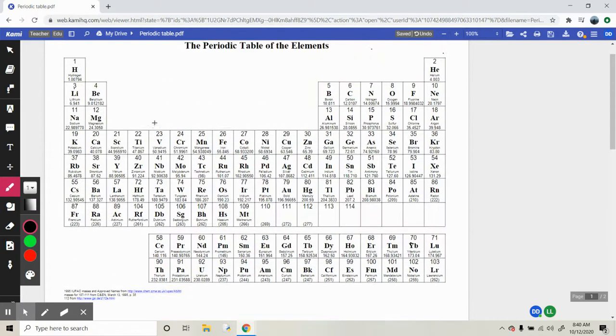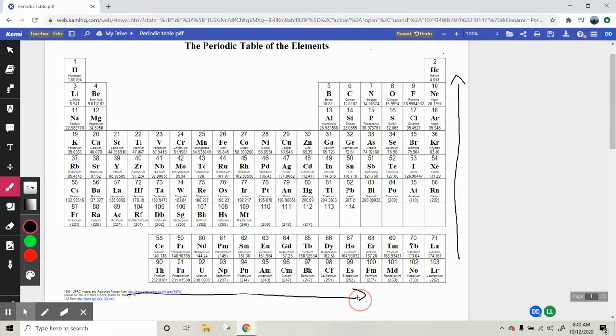So ionization energy, if we draw another outline of our periodic table, ionization energy increases as we go up and as we go right. So it increases as we go right and increases as we go up. This is the opposite of atomic radius. We increase as we go up and increase as we go to the right.